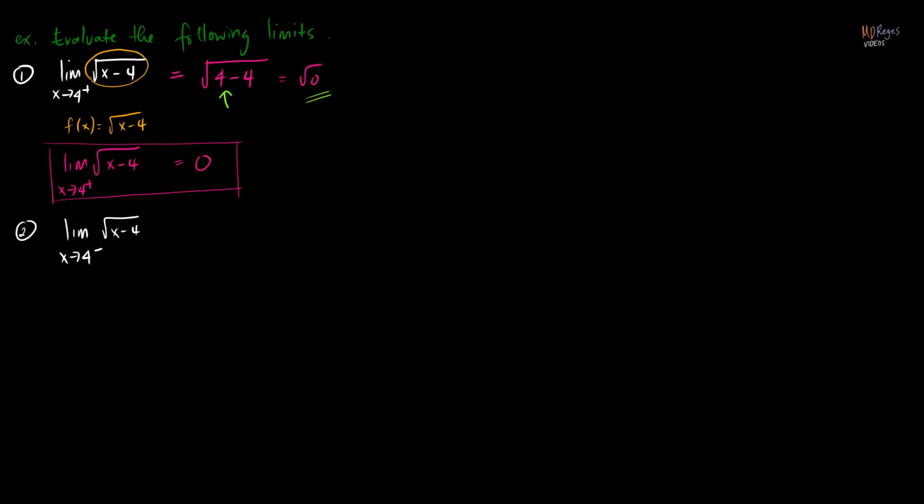So what do we say that our answer is? In number 2, the limit of the function square root of x minus 4 as x approaches 4 from the left does not exist. Alright? Simply because we cannot substitute a number that is less than 4 for x in the given function.